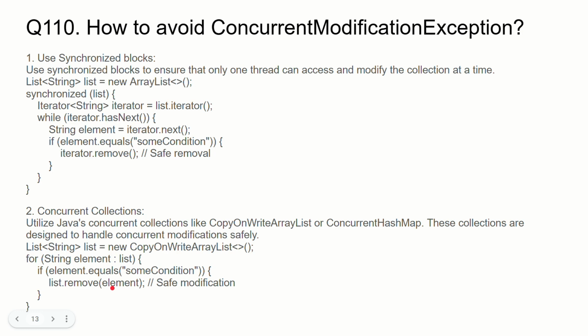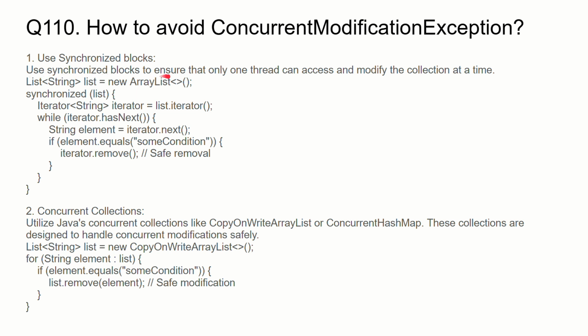Okay, so how can we avoid ConcurrentModificationException? This is also a very important question. There are two ways. One is by using synchronized blocks. Another way is by using concurrent collections. We'll see both of them one by one.